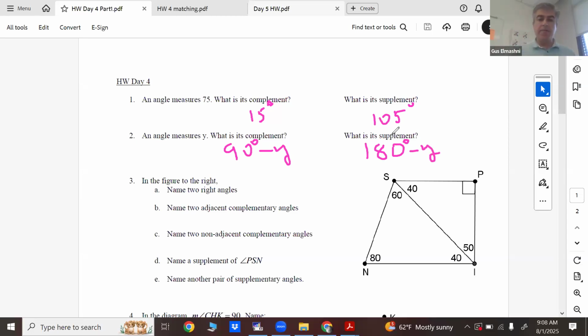Okay. For number 3, name two right angles. Definitely you can say angle P. And you can say IPS or SPI, but angle P is good enough because it's not ambiguous. Then you can say angle NIP. You have to say angle NIP because saying angle I is kind of confusing. Angle NIP, because that's a total of 90. Two adjacent complementary angles, so they add to 90. Definitely say angle NIS and angle SIP.